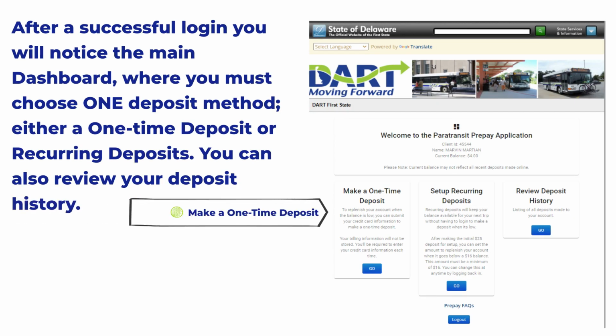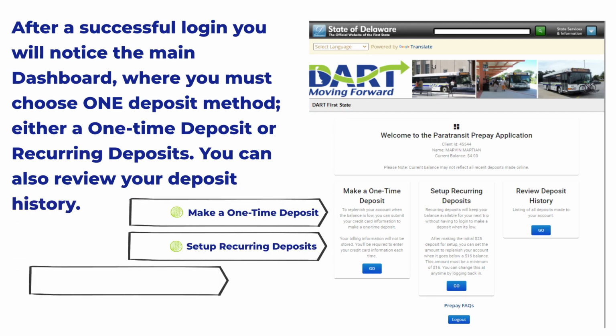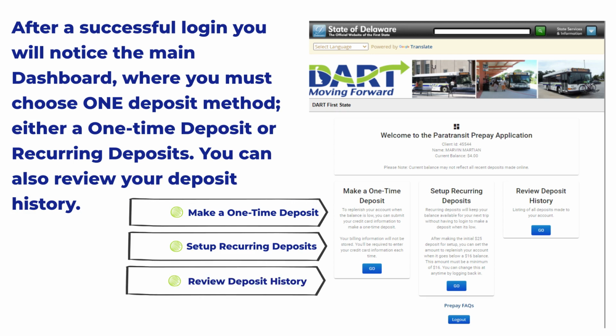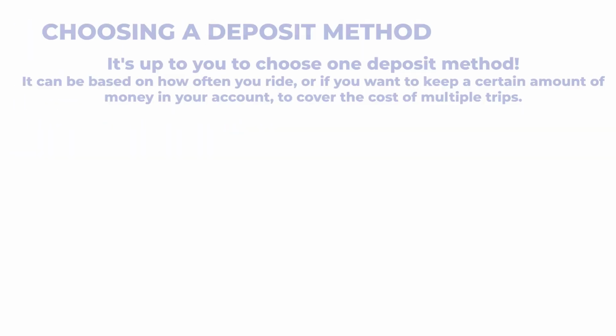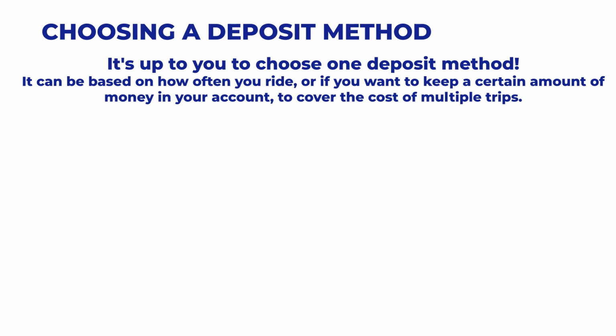After a successful login, you will notice the main dashboard, where you must choose one deposit method, either a one-time deposit or recurring deposits. You can also review your deposit history. Choosing a deposit method. It's up to you to choose one deposit method. It can be based on how often you ride, or if you want to keep a certain amount of money in your account to cover the cost of multiple trips.